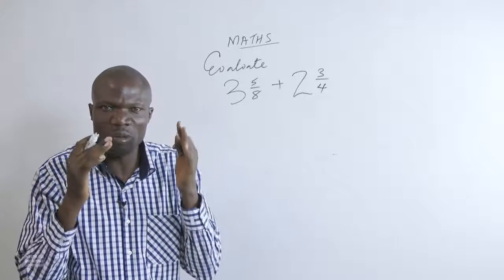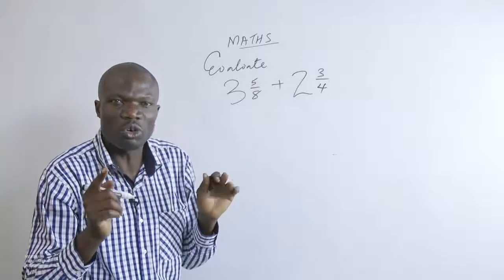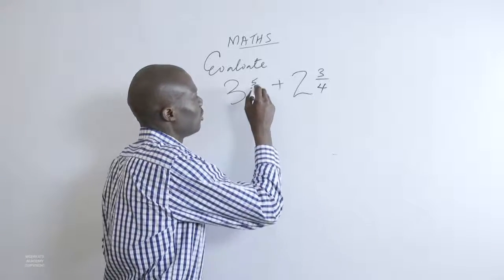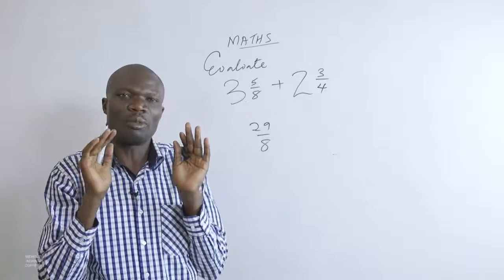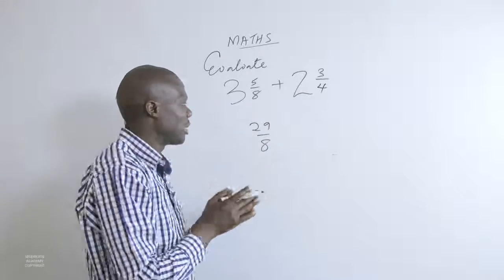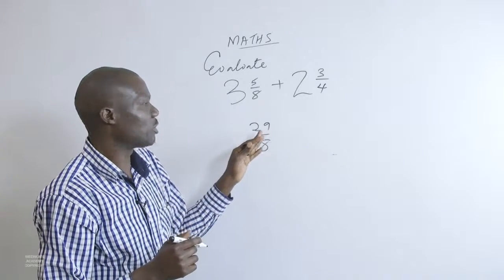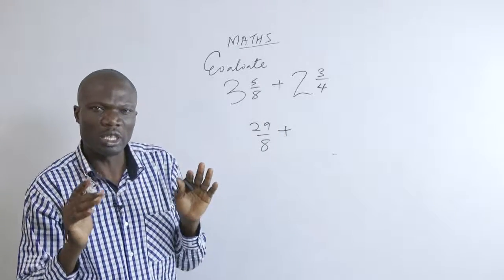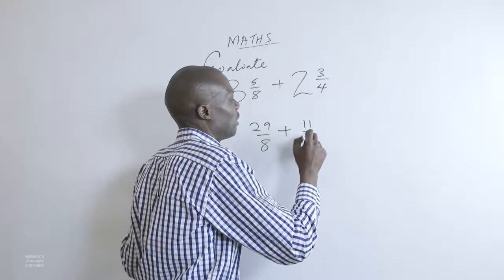Do you know how to change a mixed numeral into an improper fraction? This is 8 times 3, 24. 24 plus 5 is 29. So this is 29 over 8. If you don't want to write it as a mixed numeral, convert and write 29 over 8. This is the improper fraction of this mixed numeral. And the second part, 4 times 2 is 8, and 8 add 3 gives us 11 over 4.